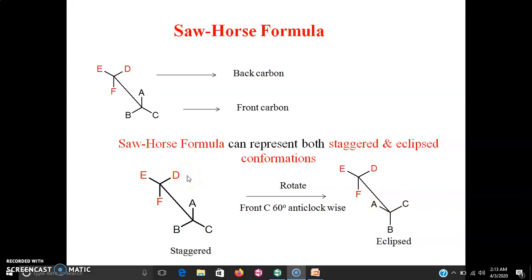And here also we can convert the staggered Sawhorse formula to the eclipsed Sawhorse formula by simply rotating the front carbon 60 degrees in an anti-clockwise manner while keeping the back carbon fixed. Please note that this is very important. We can convert the staggered Sawhorse formula to the eclipsed Sawhorse formula by simply rotating the front carbon 60 degrees in an anti-clockwise manner while keeping the back carbon fixed. It will remain the same. Please note that.